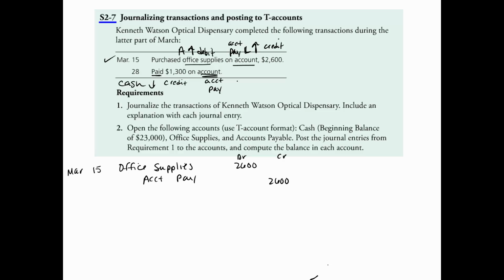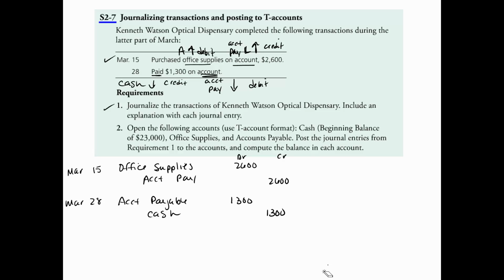So the amount that I owe, the balance in accounts payable, is going down. And so to decrease a liability, I'm going to debit that. So now I know my debit and my credit. So March 28th, I'm going to debit accounts payable for $1,300, and I'm going to credit cash for $1,300. So that takes care of part one.